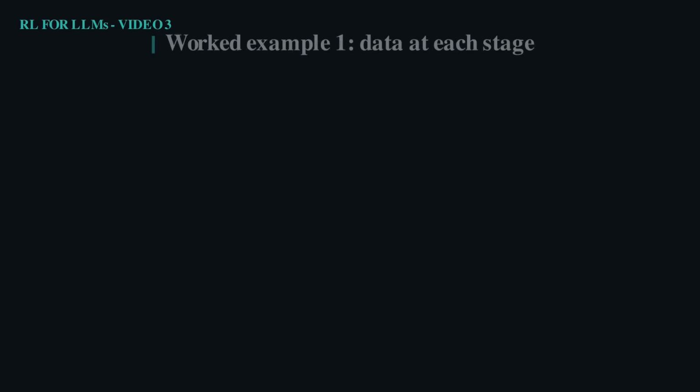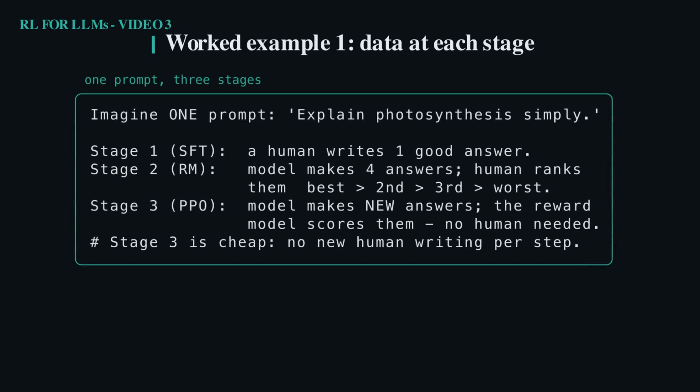Let us follow one prompt through all 3 stages so you can see exactly what data each one needs. In stage 1, a human writes a single good answer. In stage 2, the model produces 4 answers and a human just ranks them. In stage 3, the model generates brand new answers and the reward model scores them. Notice the payoff? A human writes once and ranks once. Then the reward model plays the human forever. That is why stage 3 can practice cheaply thousands of times without any new human writing.